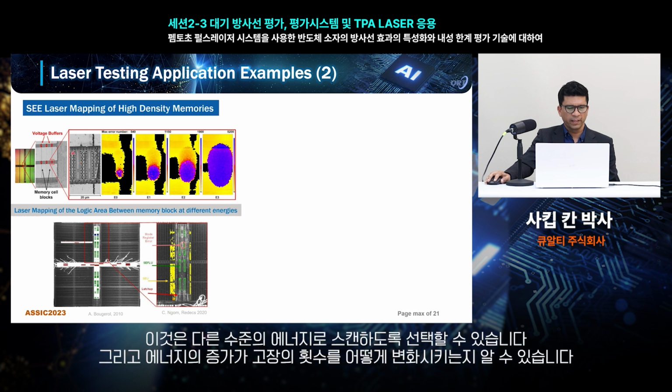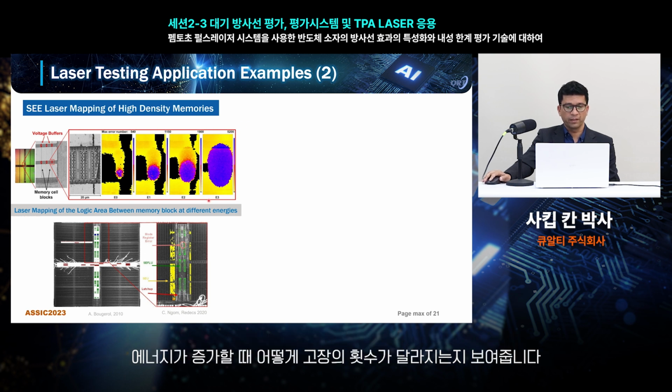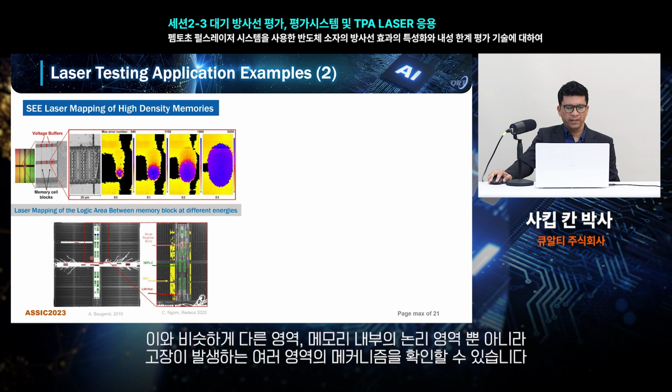the voltage buffers. This could be selected to be scanned at different energies, and you can see how increase in energy can result in different number of errors. This shows how the number of errors increases with the increase in energy. And similarly, different areas, logic areas inside the memory, as well as the memory areas, can be selected to identify the areas to different failure mechanism.